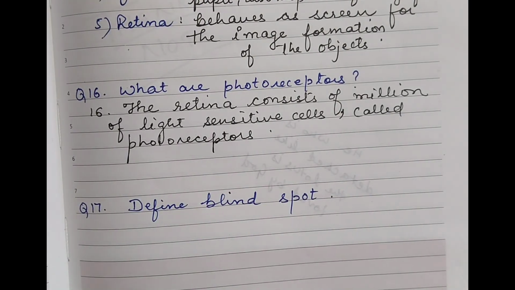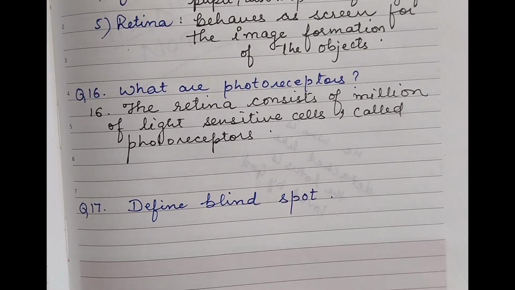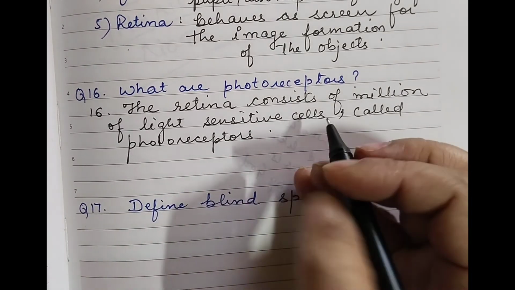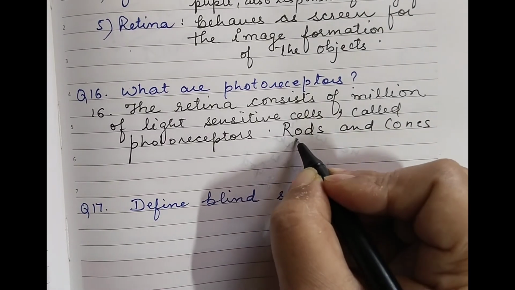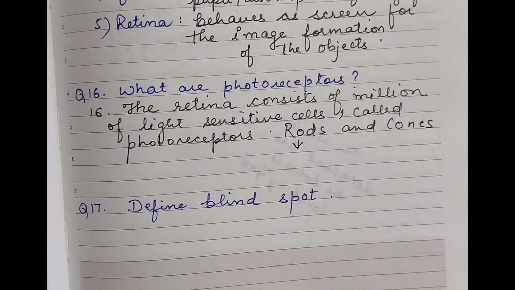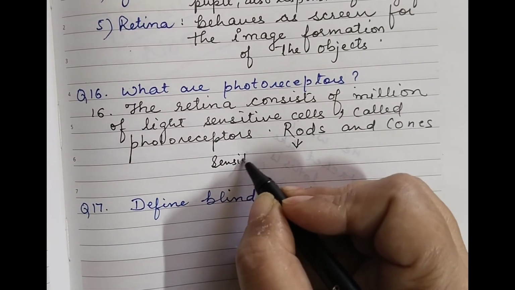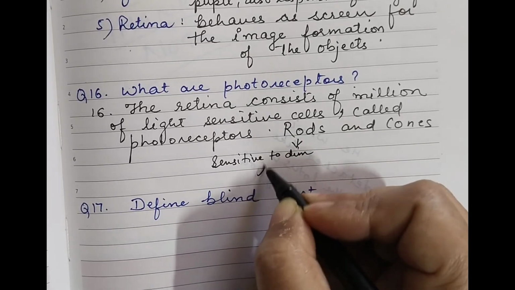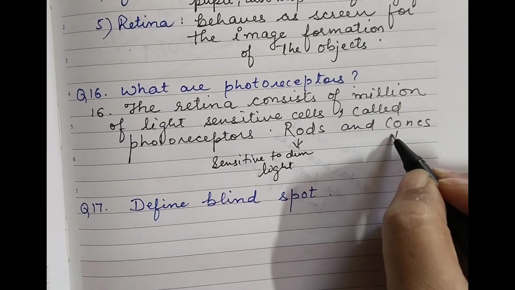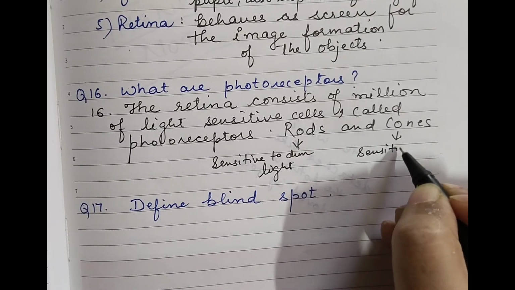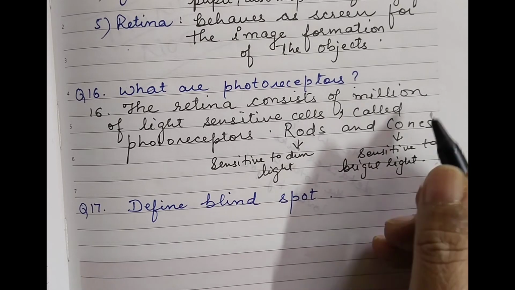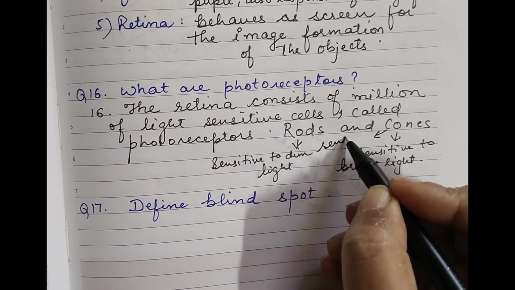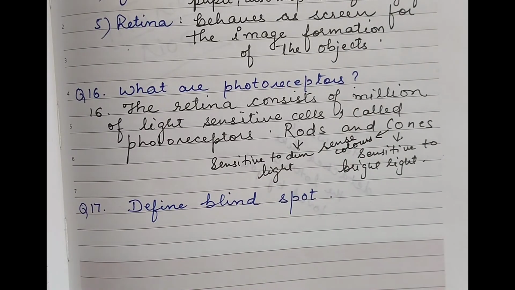Now these photoreceptors are again of two types, rods and cones. Rod cells are sensitive to dim light. And cone cells are sensitive to bright light. One more function: cone cells sense color. They sense colors also.